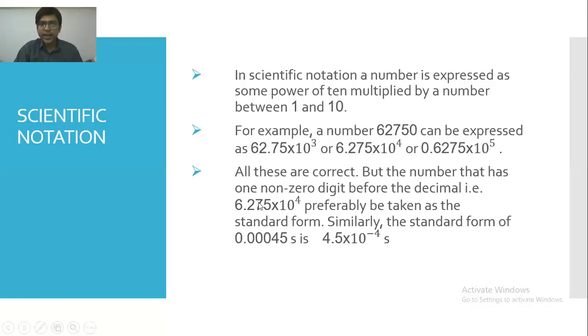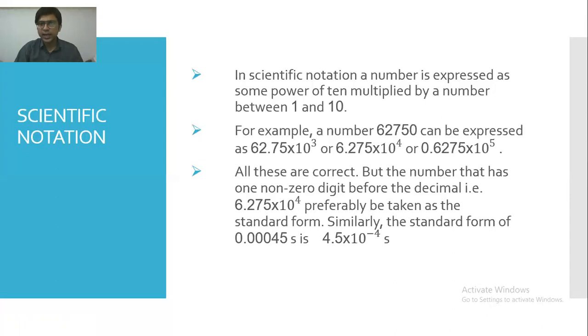But the number that has one non-zero digit before the decimal, that is 6.275, is preferably taken as the standard form. Okay, so the standard form is you have to write one non-zero digit before the decimal. Non-zero digit means a number other than zero. So here you can see that there are two non-zero digits, so it is not a standard form. Here there is only one non-zero digit before the decimal, so this is the standard form.